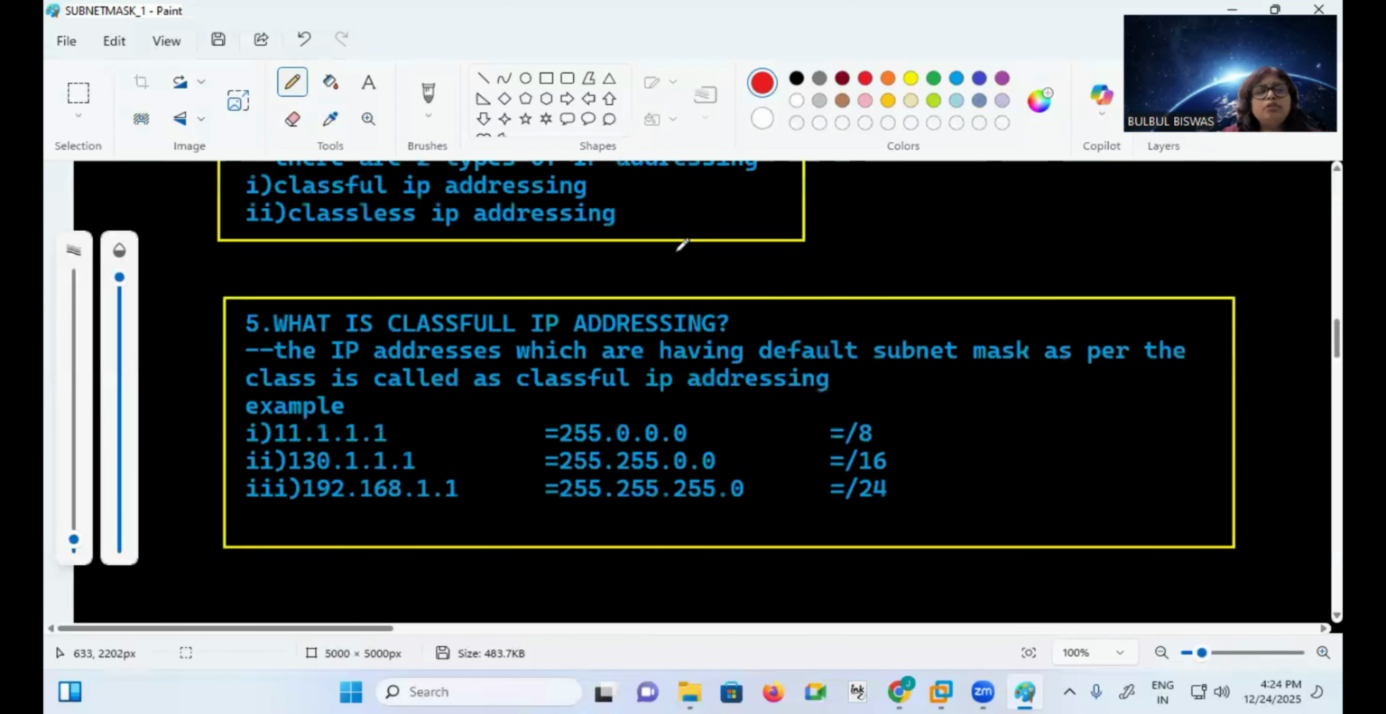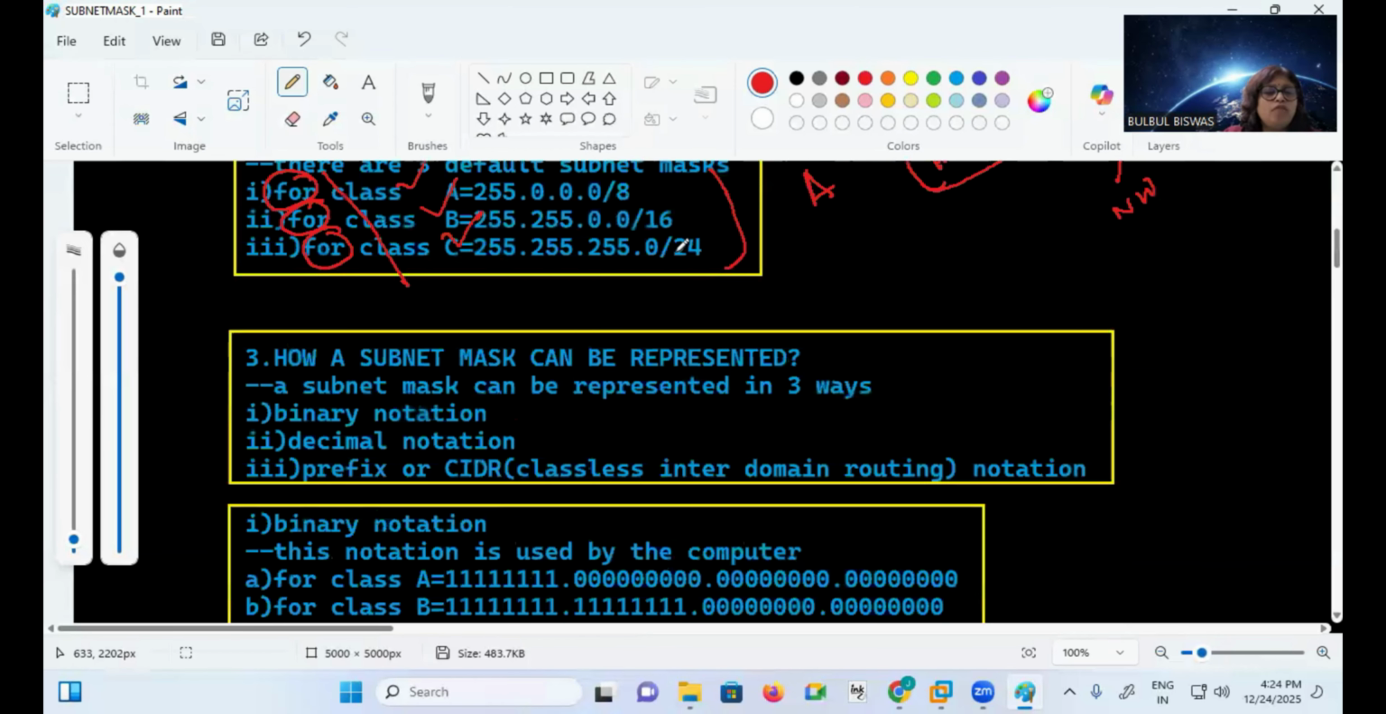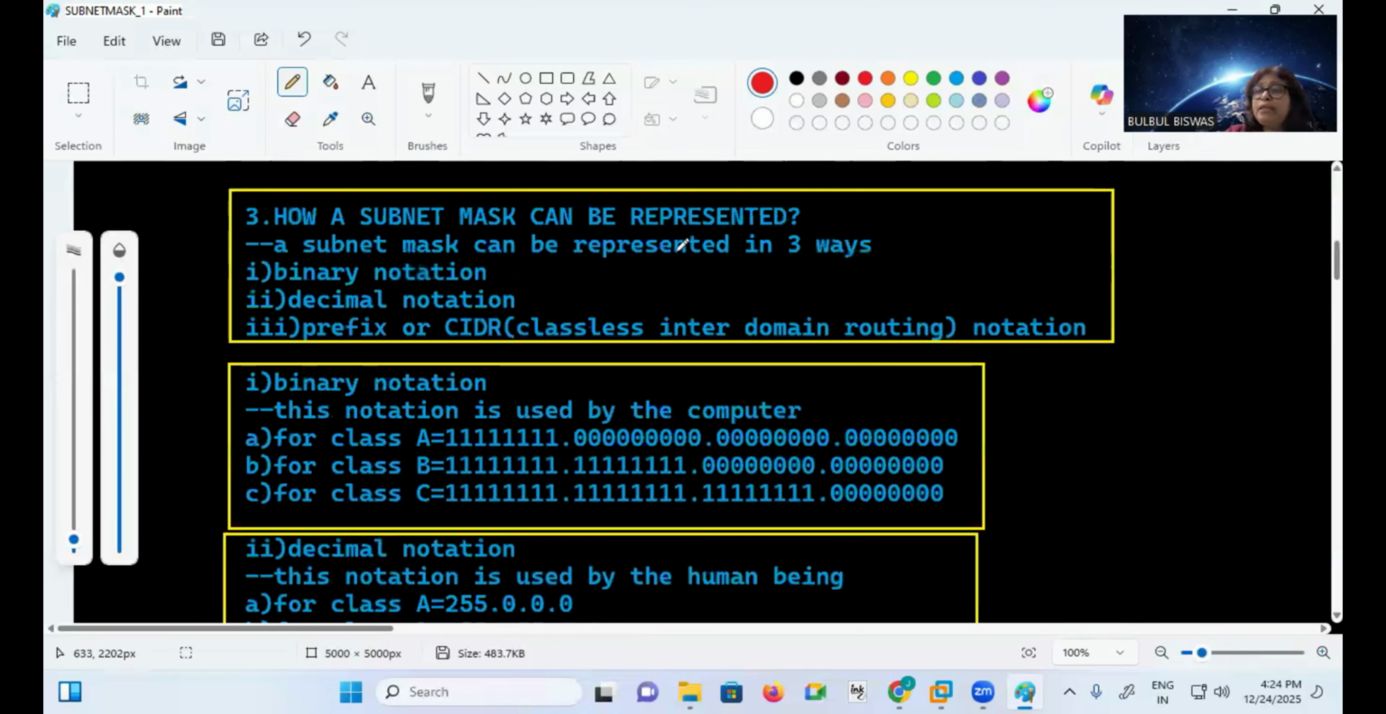Okay. So now, next we will go for how a subnet mask can be represented. How we can write it? We can represent it in three ways. One is binary, another is decimal, and third is prefix or CIDR. So hello everyone, be careful. CIDR, classless inter-domain routing. These are the three ways we can define a subnet mask.